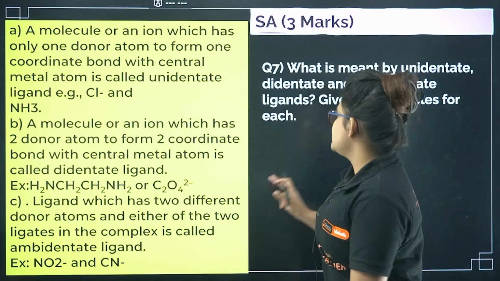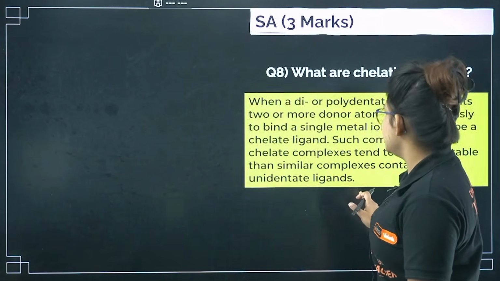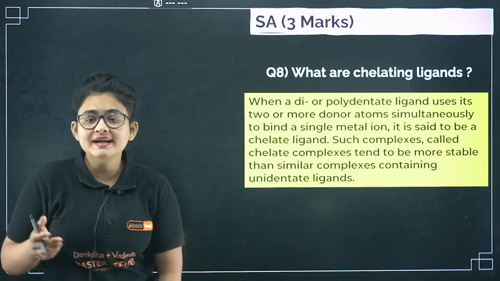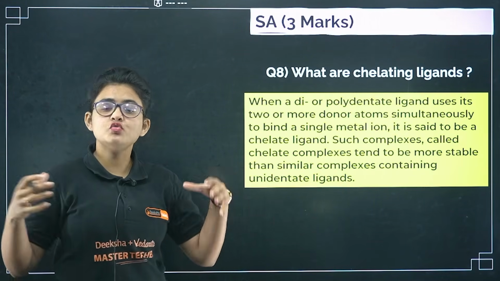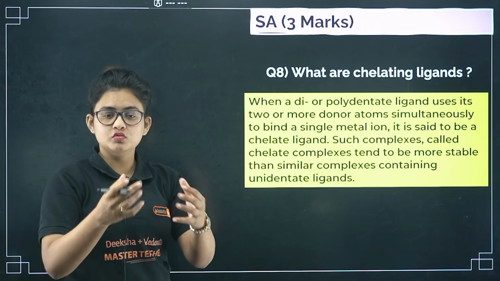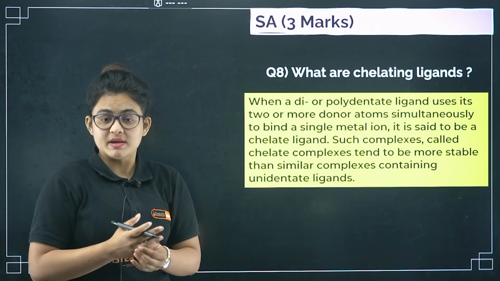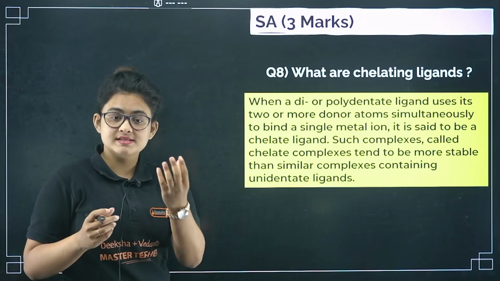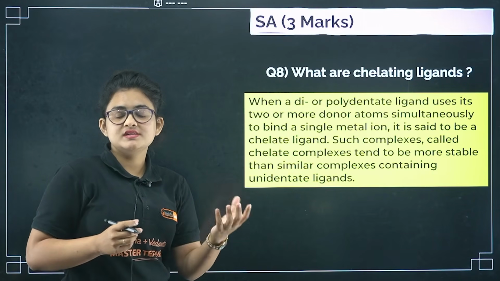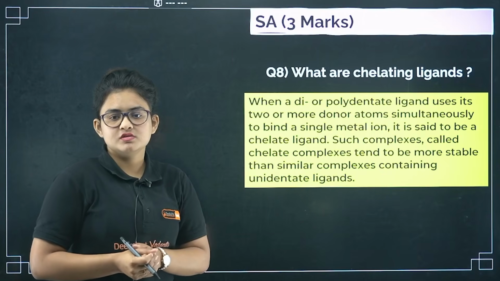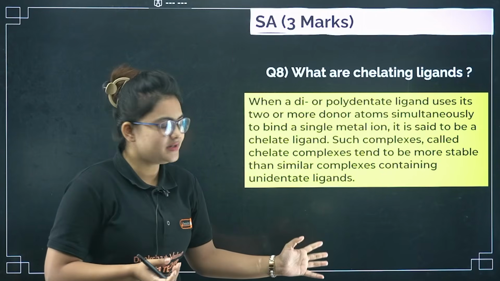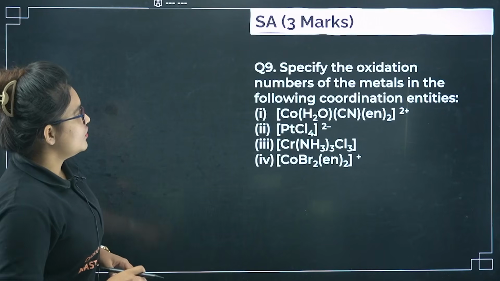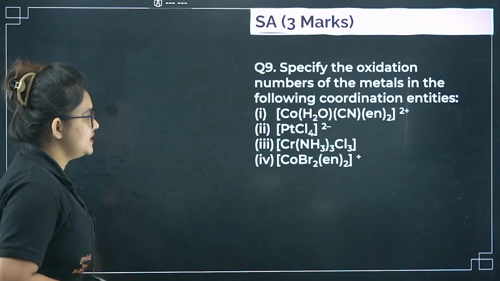Let's proceed. What are chelating ligands? When a di- or polydentate ligand uses 2 or more of its donor sites simultaneously to bind with a single metal, it is called a chelate ligand. EDTA is one of the examples of it. Let's proceed. Specify the oxidation number. Let's do one by one.